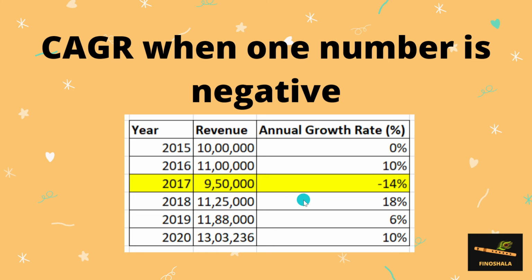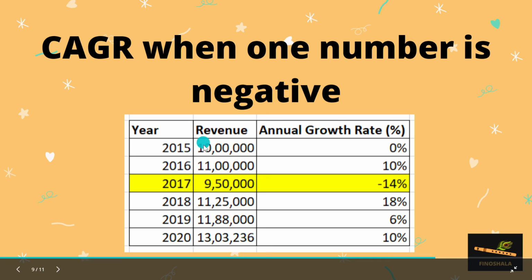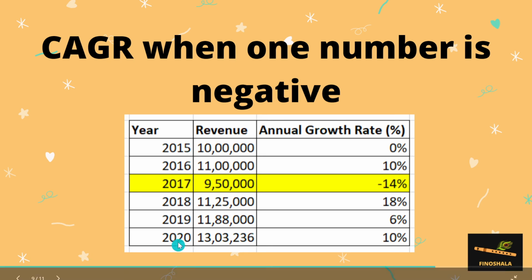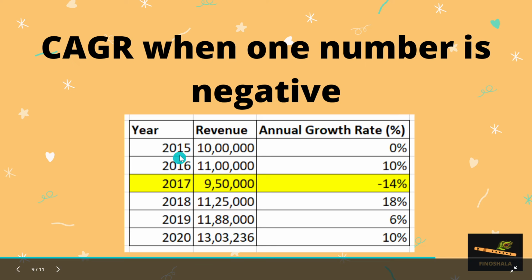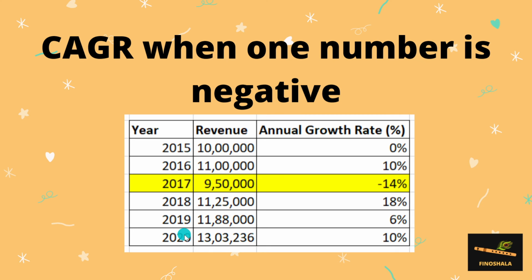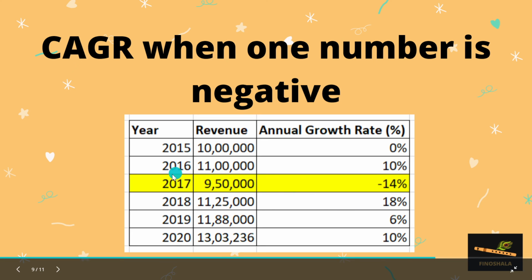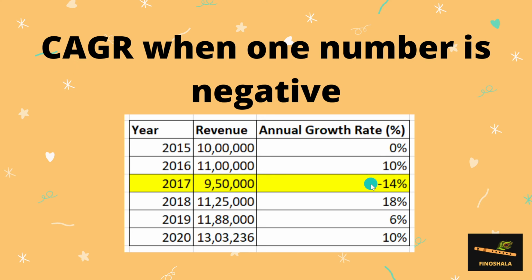So we'll refer back to the formula that we have discussed in the previous slides. The formula is end value divided by the initial value raised to 1 by n, number of years. That is 6 years over here. So it will be 13,03,236 divided by 10 lakhs raised to 1 by 6, minus 1. That will give you CAGR. It does not take into account any negative return for an annual growth. So it has a pro and it has a con.